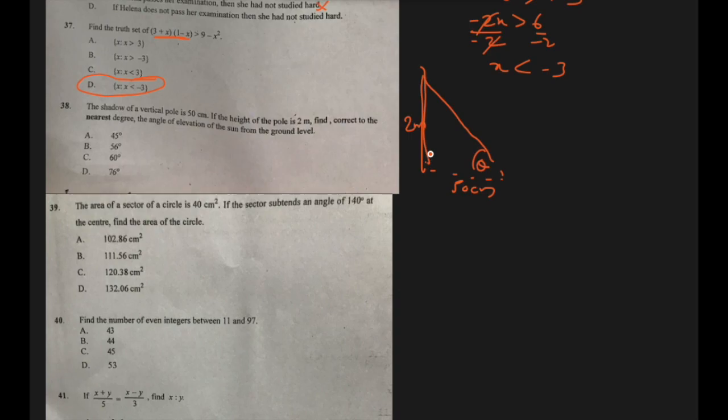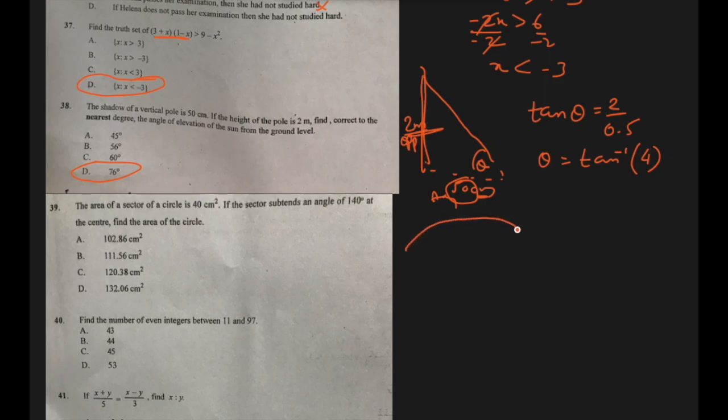So we know the opposite side and the adjacent side. Opposite over adjacent is tan. Tan theta is 2 over 0.5, because this is 2 meters and this is in centimeters, so I converted 50 centimeters into meters, which is 0.5. You could have converted 2 meters into 200 centimeters also, it is the same thing. So theta is tan inverse of 2 over 0.5, which is 4, and tan inverse 4 is 75.96, so 76 degrees.